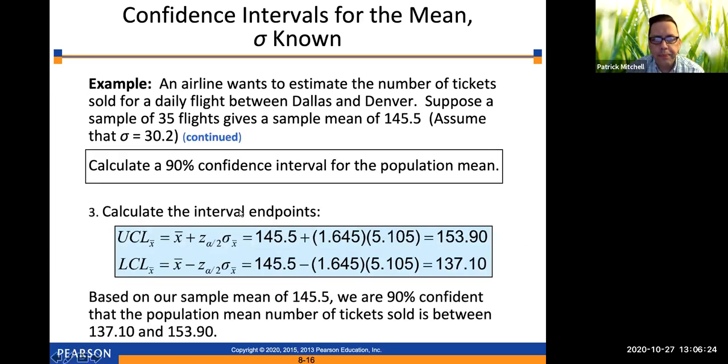So then our upper and lower limits: the upper limit would be x bar plus z sub alpha over 2 times the standard error, which comes out to 145.5 plus 1.645 times 5.105, which is about 153.9. And the lower limit, x bar minus z sub alpha over 2 times the standard error, is 145.5 minus 1.645 times 5.105, which is about 137.1. So based on our sample mean of 145.5, we are 90% confident that the population mean number of tickets sold is between 137.1 and 153.9.